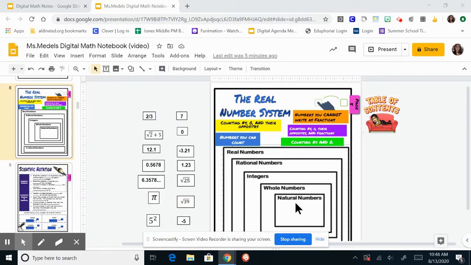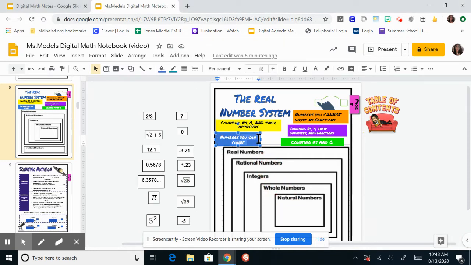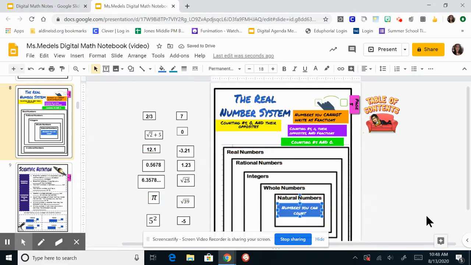So let's start from the beginning. We're going to start with natural numbers. Another word for natural numbers is counting numbers. And so that basically just gave you the answer. So natural numbers are going to be numbers that you can count. So when you're little, you start 1, 2, 3, 4. Any number that you can count is going to be a natural number. It's going to fall in the set natural numbers.